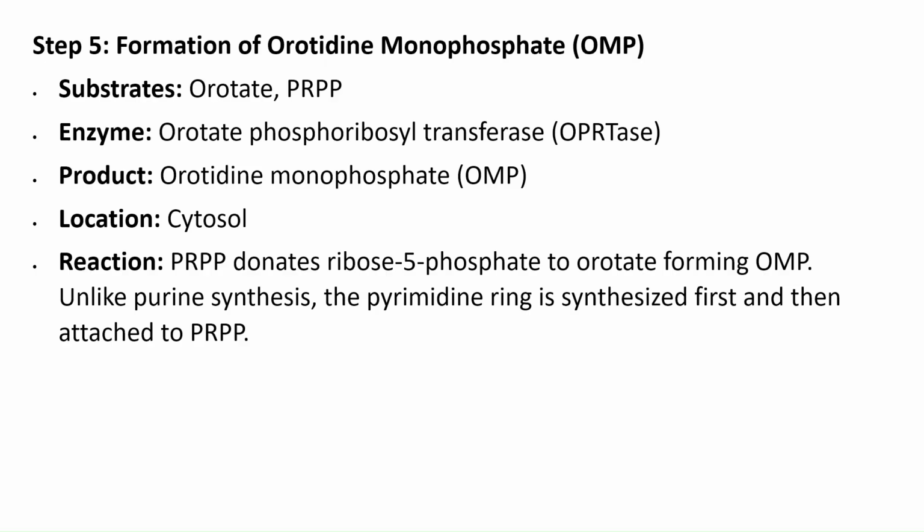Now the fully formed pyrimidine ring is attached to the ribose phosphate. Orotate reacts with PRPP through the enzyme orotate phosphoribosyltransferase to form orotidine monophosphate. The important difference that you have to remember between purine synthesis and pyrimidine synthesis is that in purine synthesis, first attachment to PRPP happens and then the ring forms. But here, first the ring has formed and now it has attached to PRPP. If you have any doubts, go back to the purine synthesis pathway. In pyrimidine synthesis, first the ring is formed, then it is attached to PRPP, unlike purine synthesis.